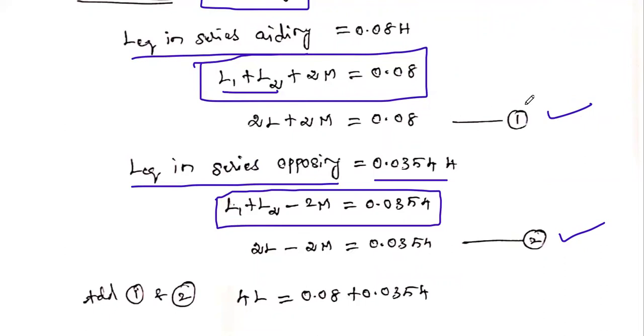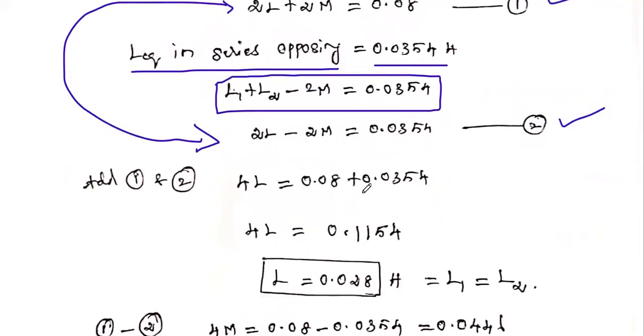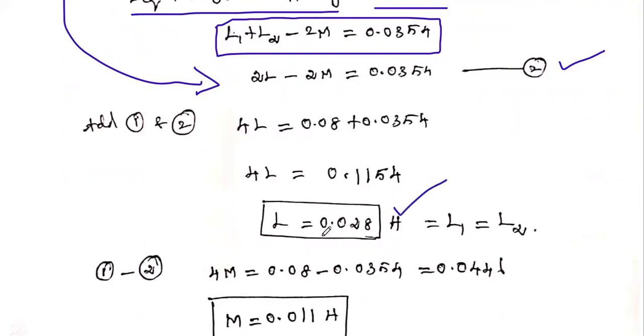So add equation number 1 and 2. Equation number 1 is 2L plus 2M equals some value. The second equation is 2L minus 2M equals some value. Adding equation 1 and equation 2: 2L plus 2L is 4L, and 2M minus 2M cancels. So 4L equals 0.08 plus 0.0354. From that, L is calculated as 0.028 Henry. So the L value is calculated, and this L is nothing but L1 and L2.